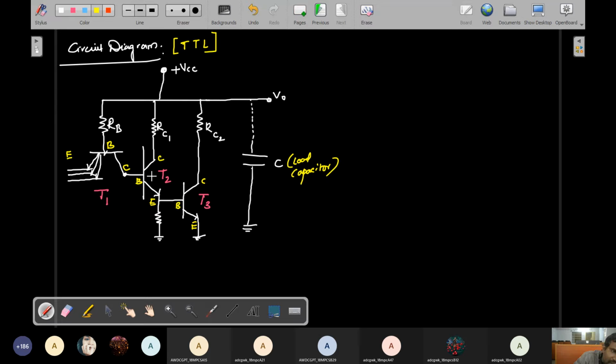Okay, see, this is a very easy diagram compared to your textbook. Why? Because I told you these things.